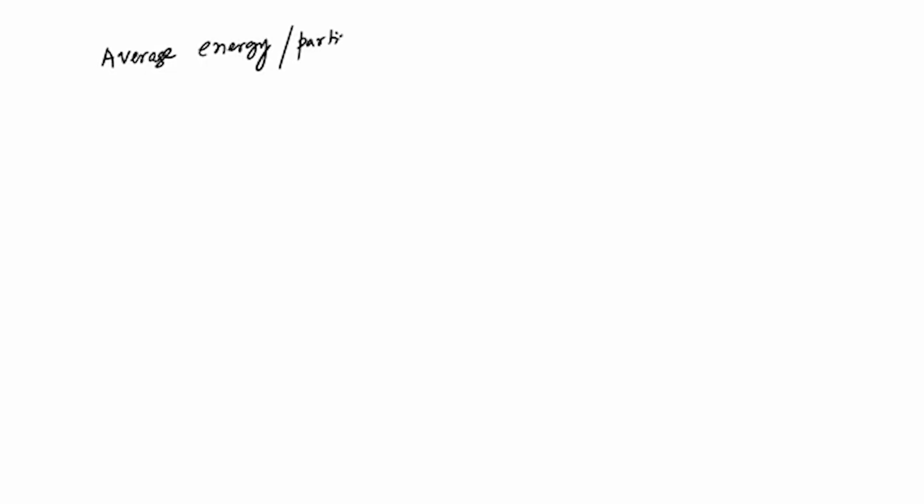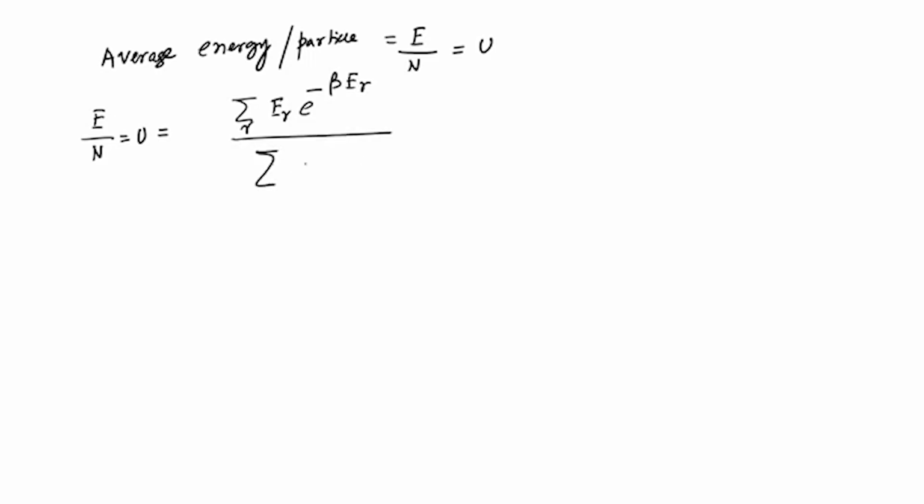So, this is per particle, and that is equal to E over N. So, E over N again has to be calculated. Let me call this U. So, E over N equals U, which is nothing but the sum over R of ER into this probability density, exponential minus beta ER over the sum over R of exponential minus beta ER.